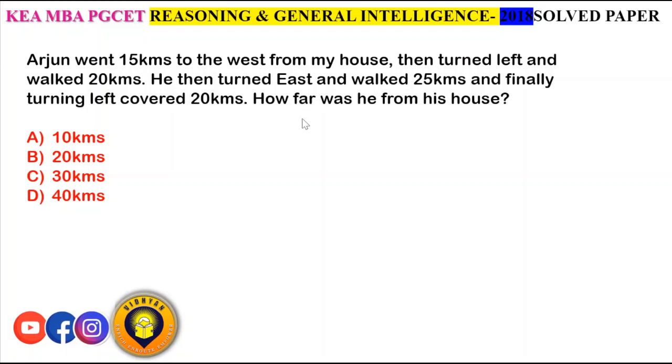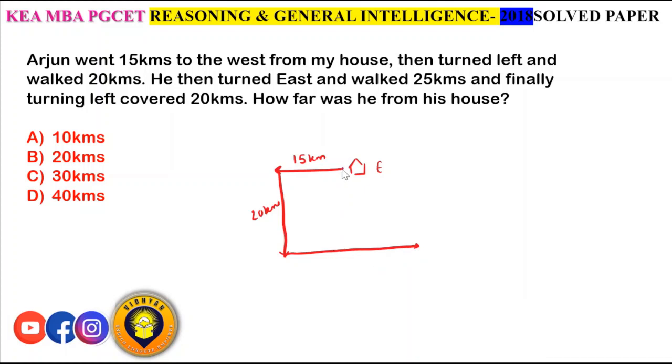So just start from the given direction. Arjun went 15 kilometers to the west from his house. So if this is his house, he went to the west. How much distance did he travel? He traveled 15 kilometers. Then he turned left and walked 20 kilometers here. He then turned east and walked 25 kilometers. So this is the east direction.